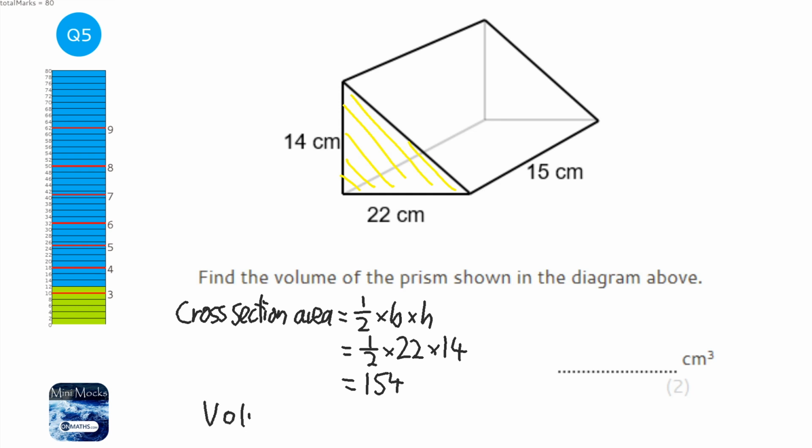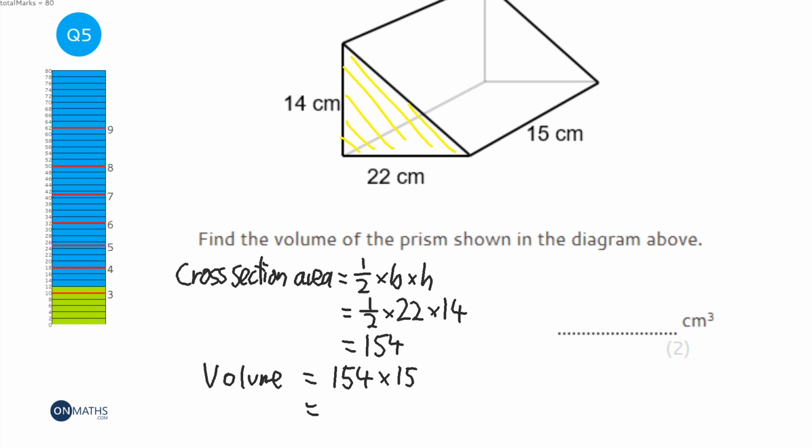And so the volume is the area of that triangle times how 3D it is, so 15. As I said, that's called the length. So times that by 15 and we get 2,310. So my answer is 2,310 centimetres cubed.